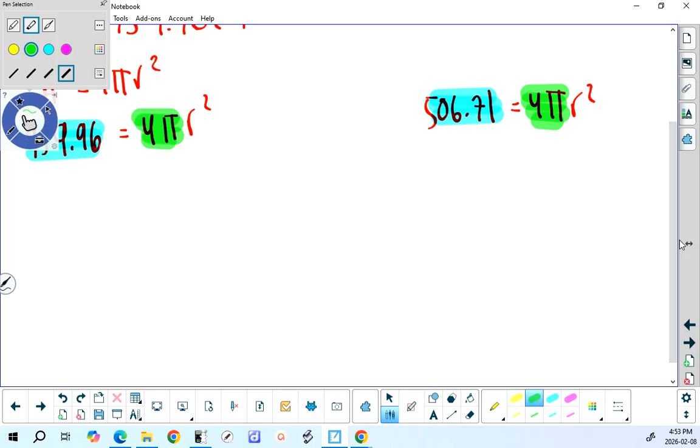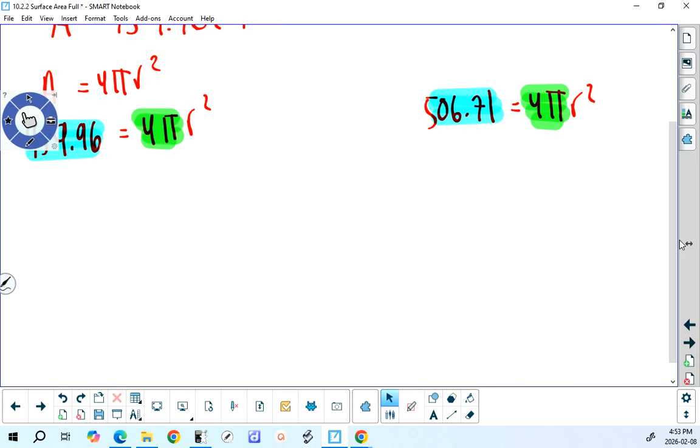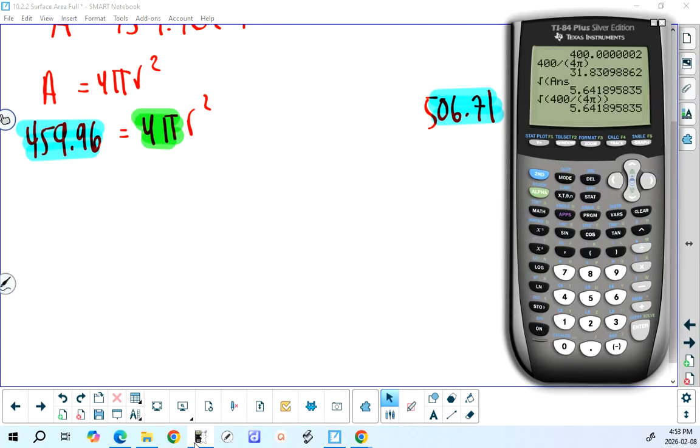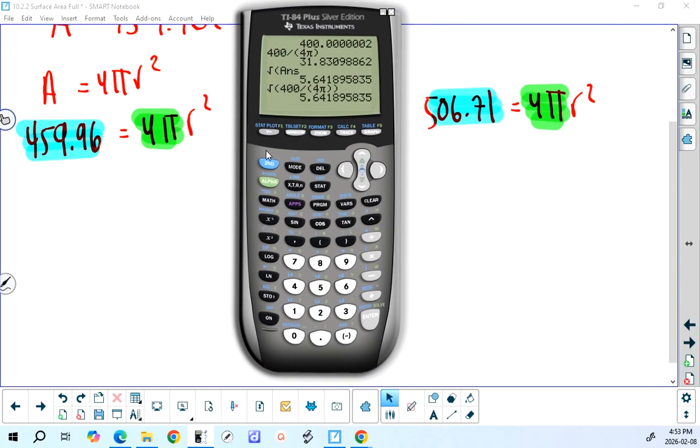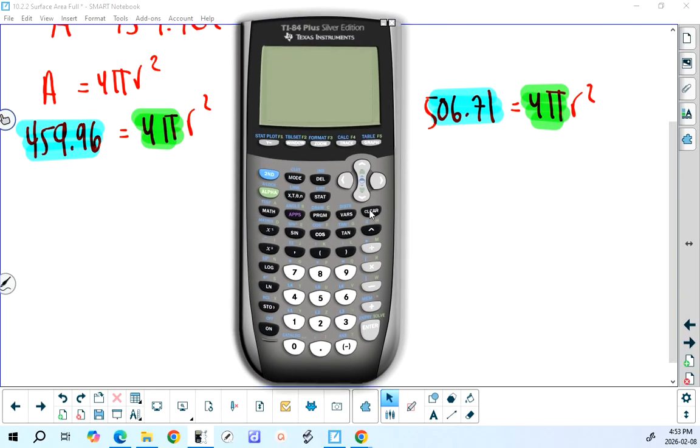What I'm doing here is I want to calculate the radius of the smallest surface area and the radius of the largest, so I could use that to find the diameters. How you do this blue divided by green is up to you. You can take 4 times pi. Now take that 459.96 and divide by the answer and get this number.